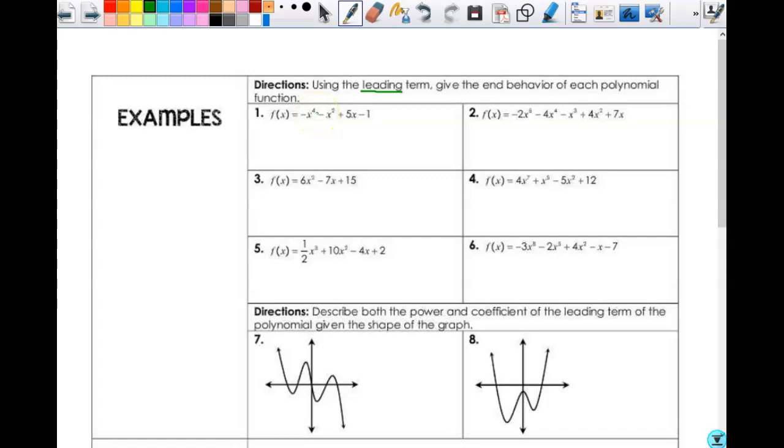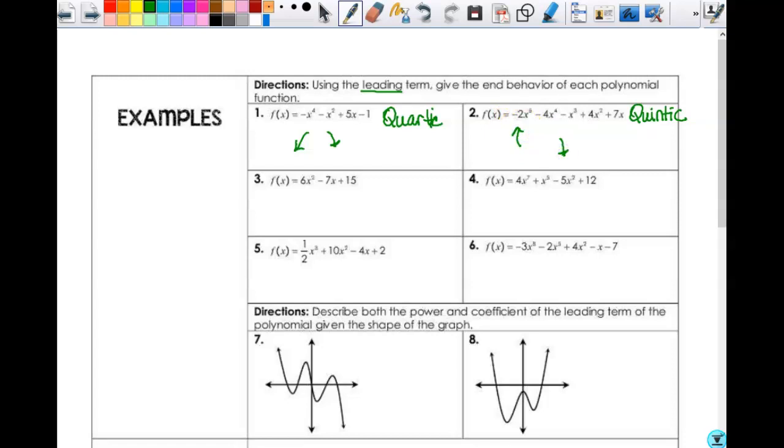So when I look at this, the 4th is the highest one, so that means that this is a quartic. It's a quartic. My leading coefficient is to the power of 4, and it's negative. So it's an even and it's negative, which means my end behavior is down, down. This, I look at my exponents. My highest one is a 5, so that is a quintic. So it's odd, which means the ends are opposite, and this is negative, which means it's up, down.